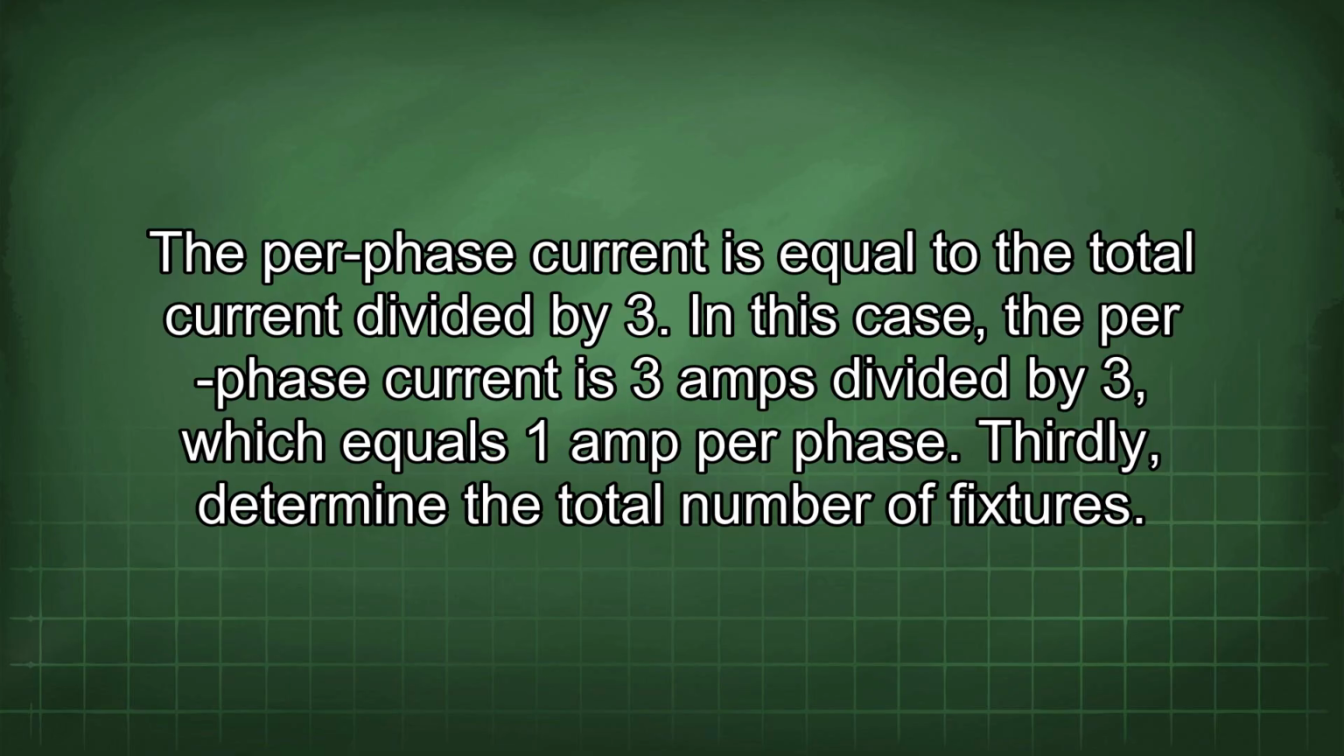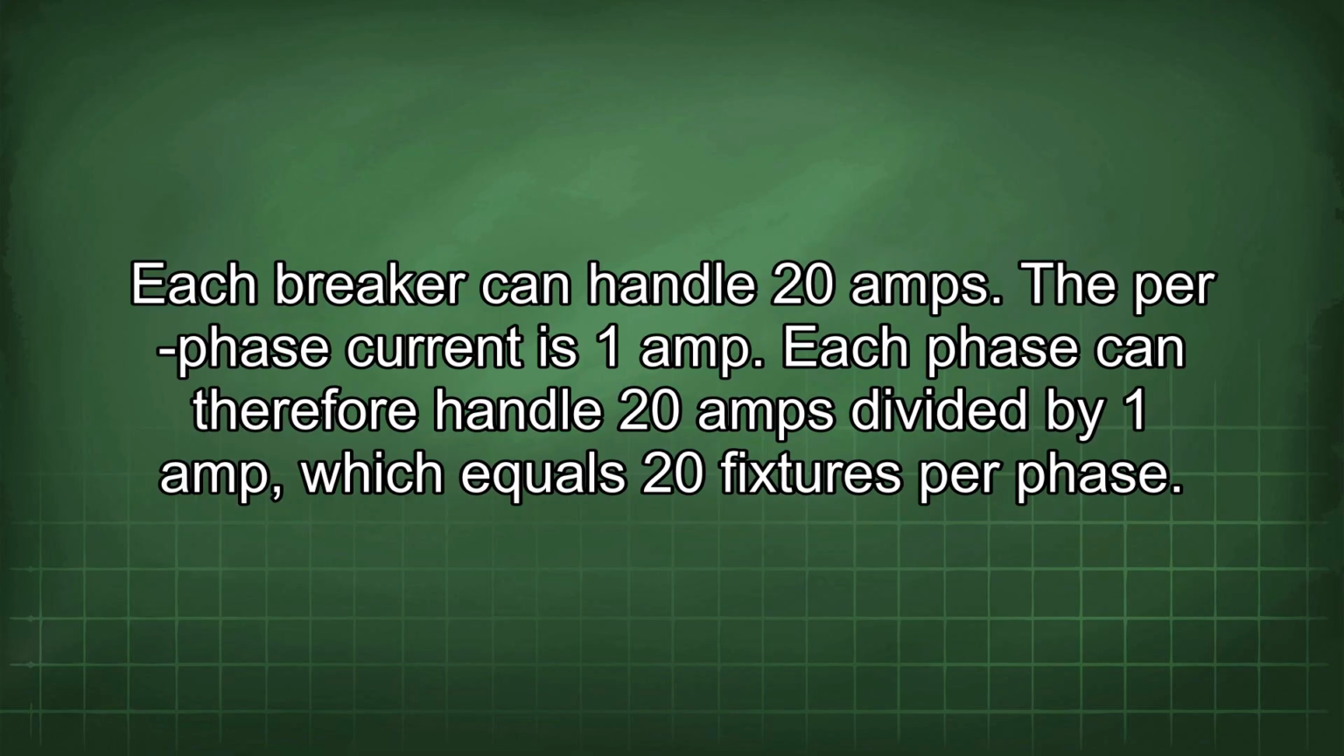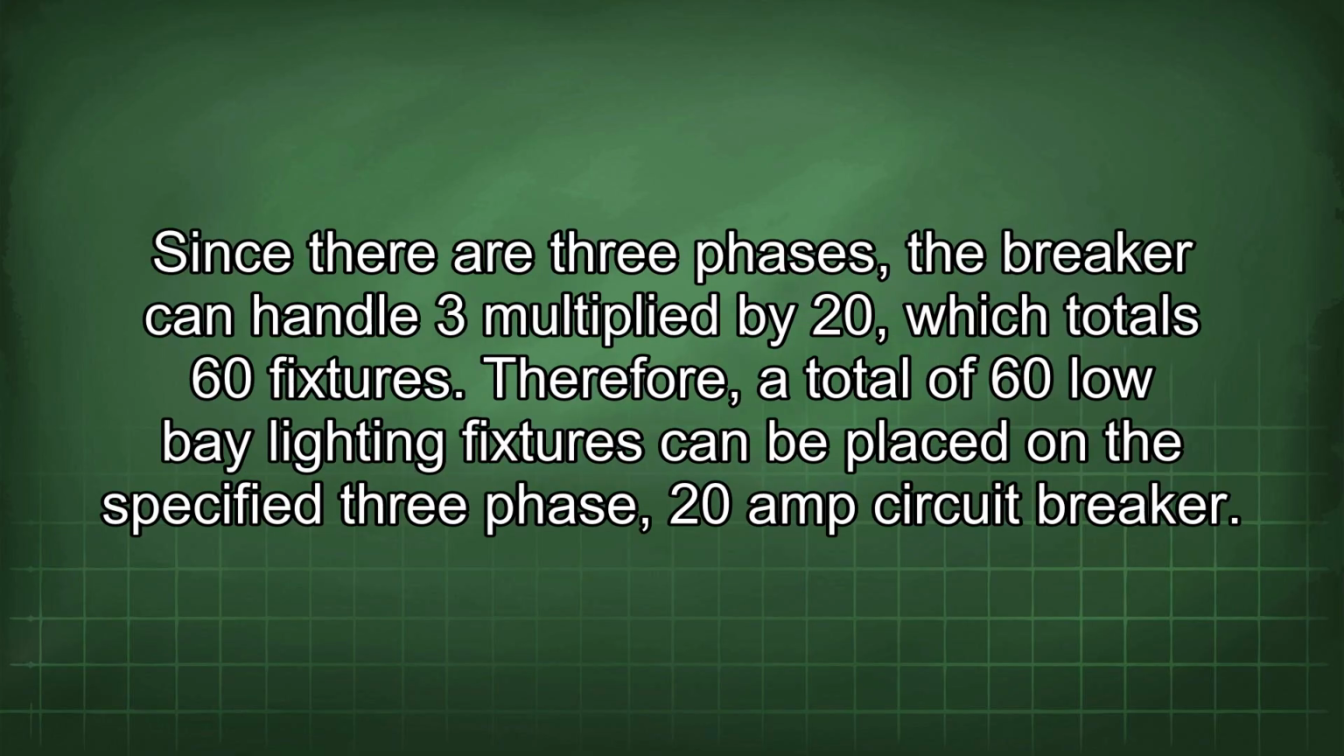Thirdly, determine the total number of fixtures. Each breaker can handle 20 amps. The per phase current is 1 amp. Each phase can therefore handle 20 amps divided by 1 amp, which equals 20 fixtures per phase. Since there are 3 phases, the breaker can handle 3 multiplied by 20, which totals 60 fixtures. Therefore, a total of 60 low-bay lighting fixtures can be placed on the specified 3-phase 20-amp circuit breaker.